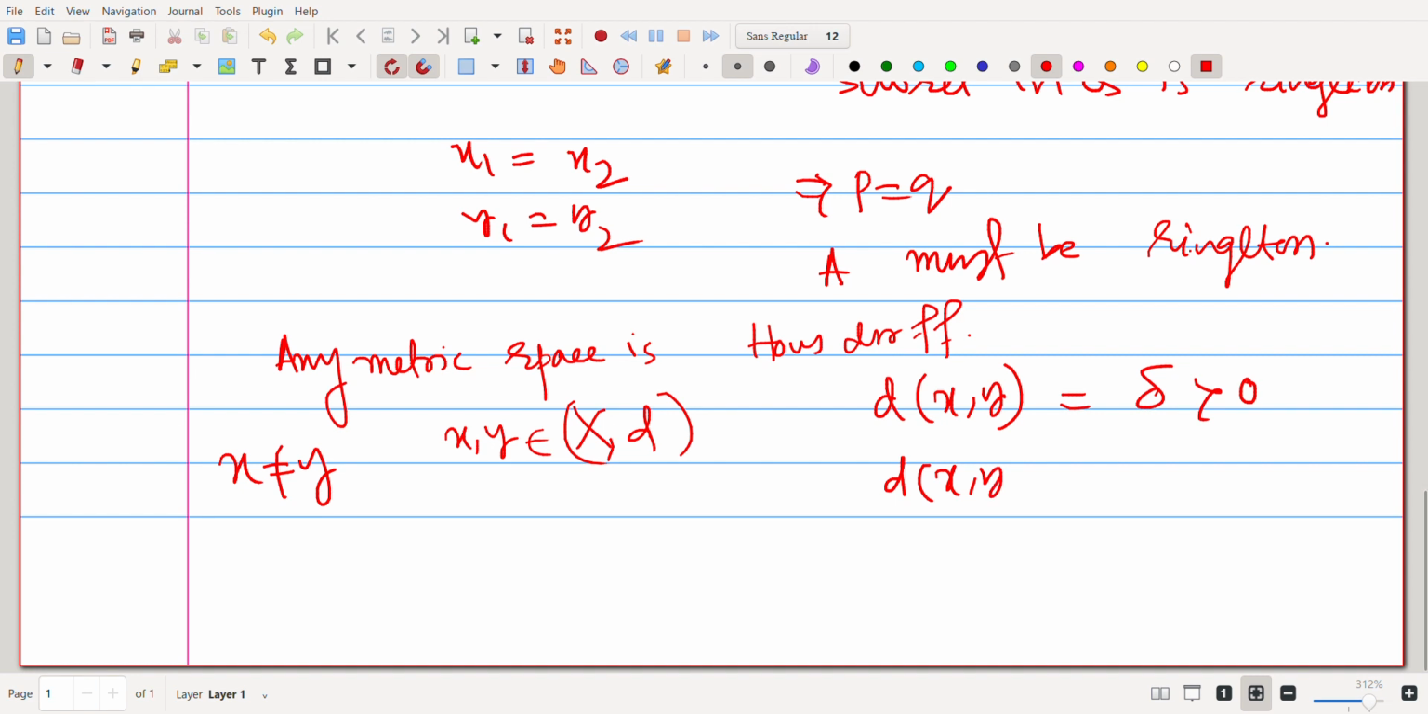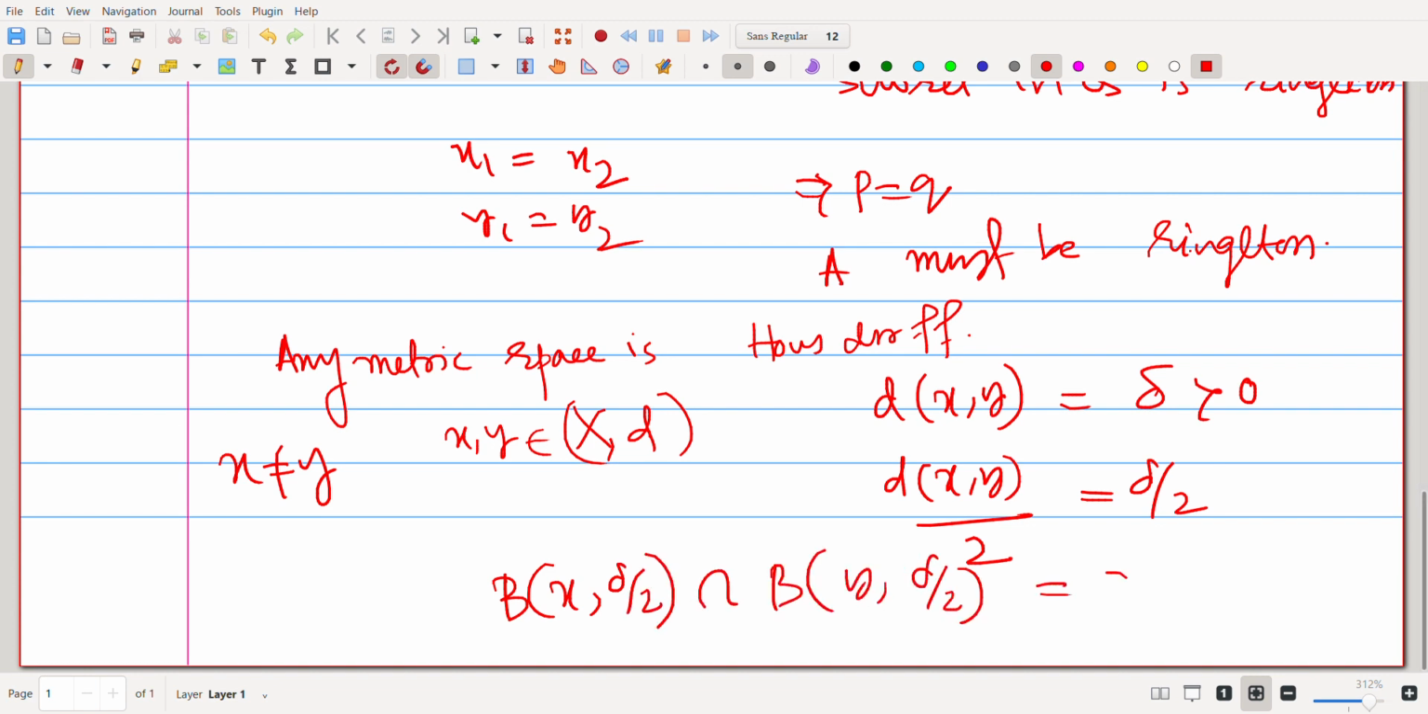And then you can take the distance of x, y by 2, which is delta by 2, and you take B(x, delta by 2) intersection B(y, delta by 2), that is empty, right? Because the delta by 2 radius ball around x and the delta by 2 radius ball around y, this intersection is empty, because if there is some element, that will imply that the distance of x comma y is less than delta, which is a contradiction, right? So that's why it is empty. Hence any metric space is Hausdorff.